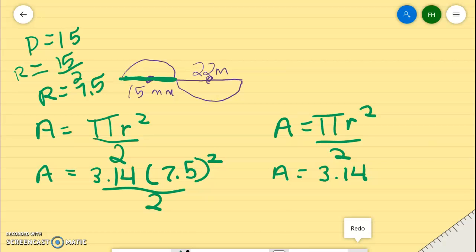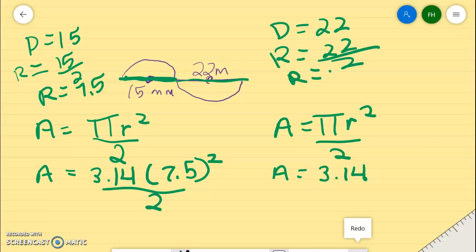Now the radius of this circle on the other side, we know the diameter is 22. The radius is going to be half of the diameter. So our radius of this circle is 11. So we're going to square 11 and divide it by 2. So all I've done is plugged in for pi and for r into my formula. And then I'm going to work both of these out.